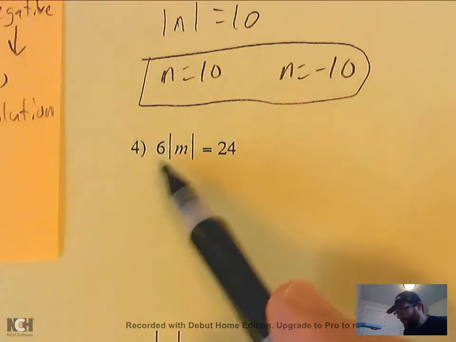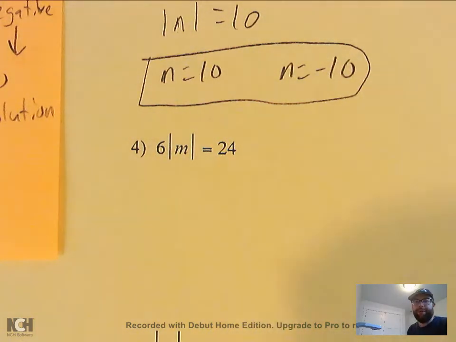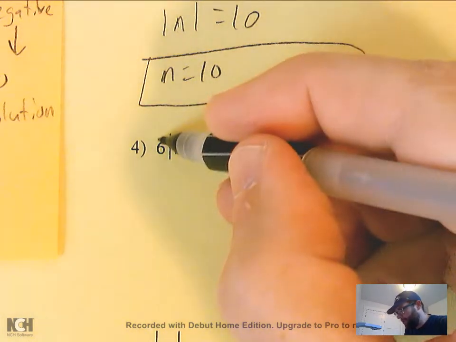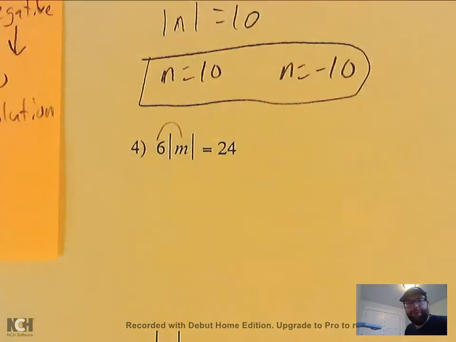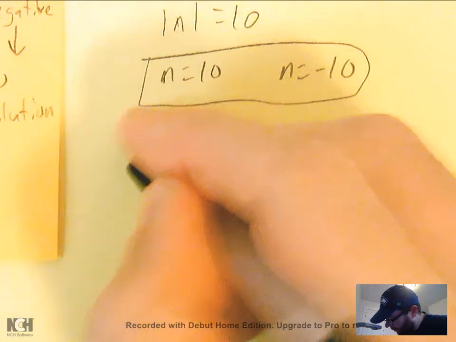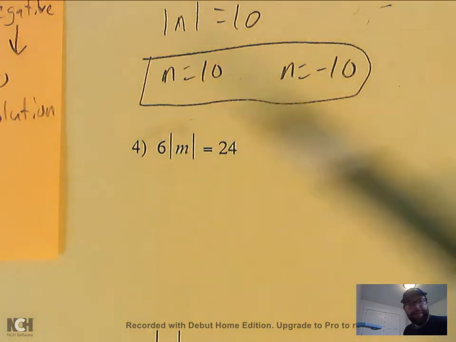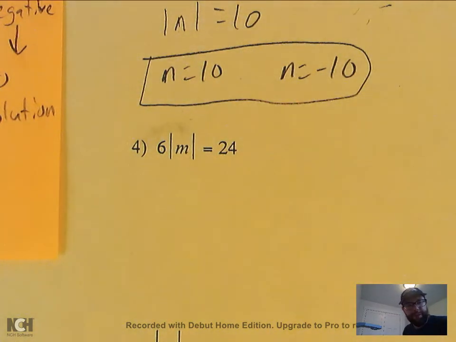Okay, next one, this 6 is multiplying with the absolute value. Now, a lot of students will try to distribute it into the absolute value. That is something you can't do. You can never add anything into the absolute value. So absolute value is not a parenthesis. It means something specifically, right? It means everything inside of that has a distance of something from 0.